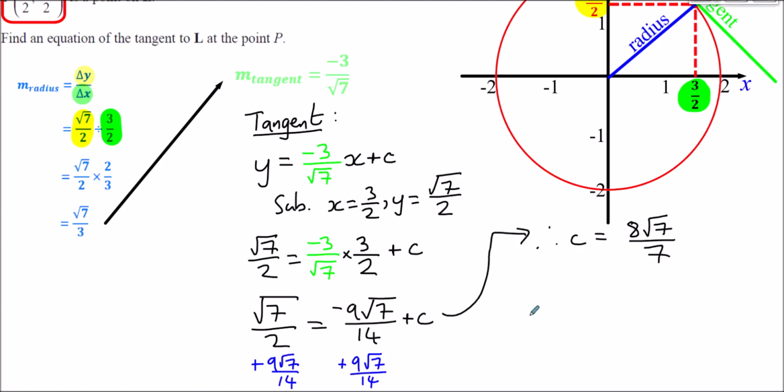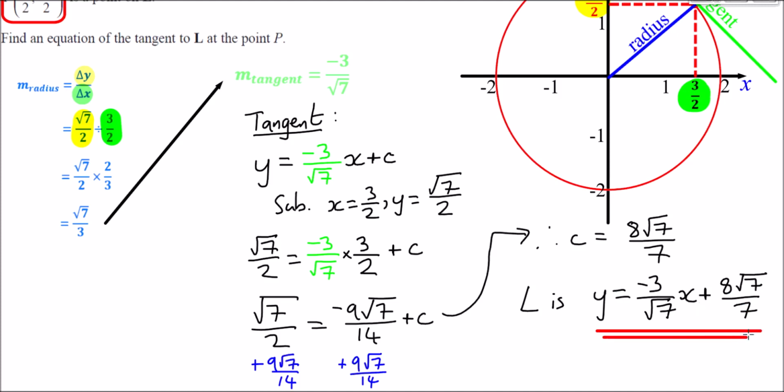So L, I can write it down now, L has the equation y equals, got the gradient from before, minus 3 over root 7 times x plus c, which is 8 root 7 all over 7, or any equivalent form to that one. That's what L is. That's the final question done, therefore the whole paper's been completed.